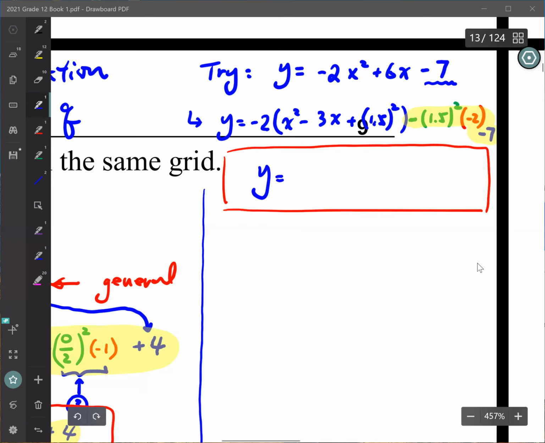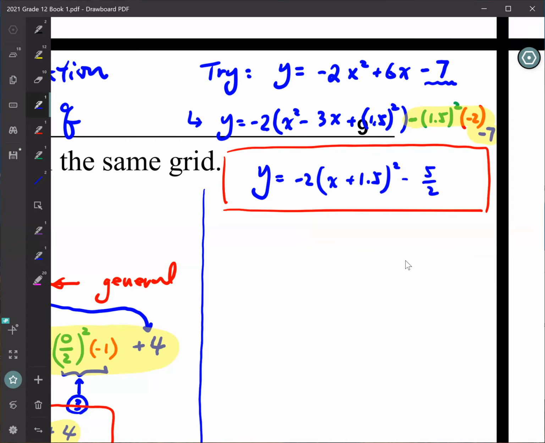Lady, what's your APQ form? I got y equals -2 bracket x plus 1.5 bracket squared minus 5/2. Okay, let me see. 2.25, so that's 4.5. 4.5. Yeah. Okay, good. Okay, any other mistakes?